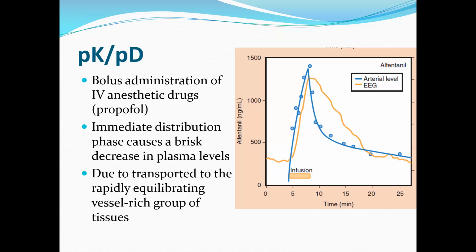When you give a bolus of a drug, there's an immediate distribution phase, and this causes a brisk decline in your plasma concentration of the drug. And you can see here the blue line is the plasma concentration and the yellow line is the effect on EEG, and it closely follows it, as you can see. And this happens because the mechanism of termination of action of most of the drugs we use is from redistribution to the rapidly equilibrating vessel-rich group of the body.